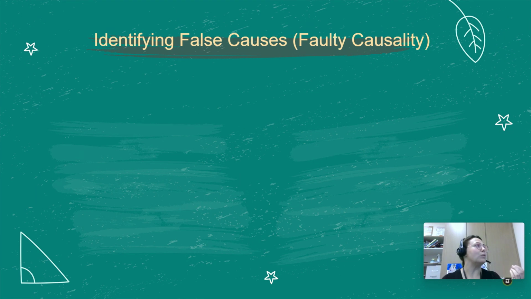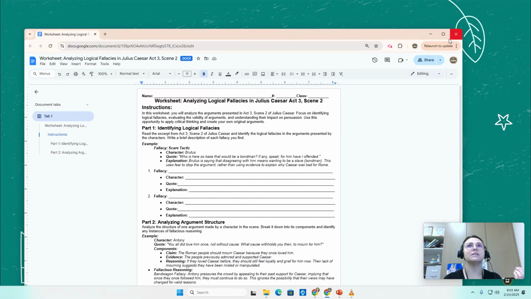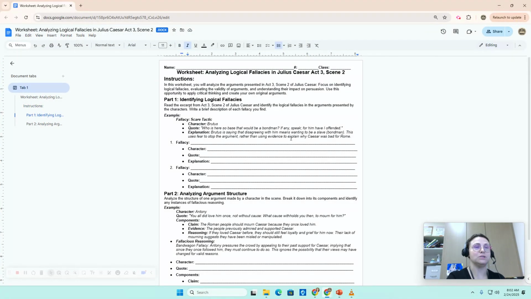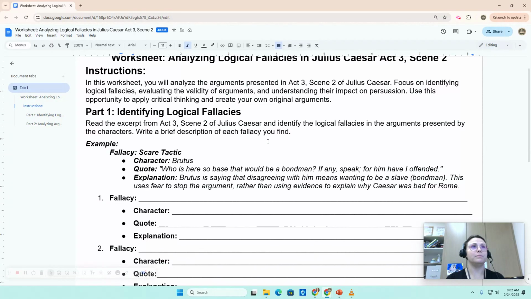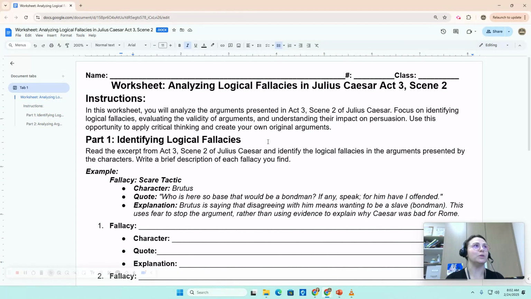And so today, when you work on the assignment, it looks like this. You are going to be doing it on paper or on your computer if you're at home, but you are basically going to be analyzing the logical fallacies in Julius Caesar Act 3, Scene 2. And you are going to tell me which character said it. You're going to tell me the logical fallacy it is. You're going to give me the quote from the William Shakespeare version. And then you are going to explain why that is a logical fallacy.